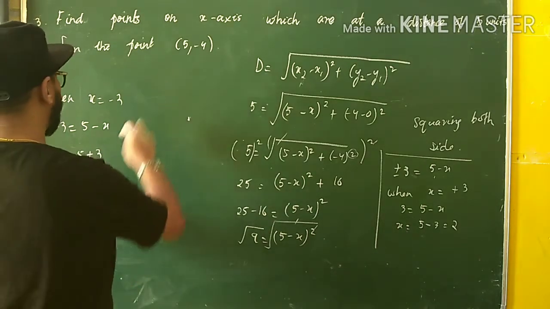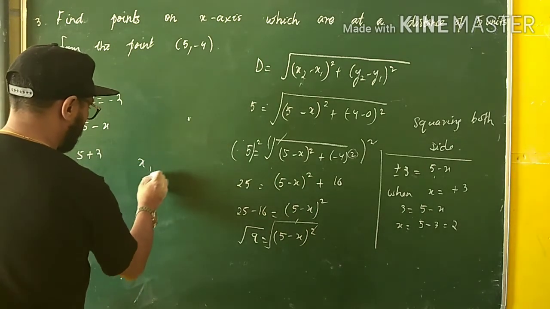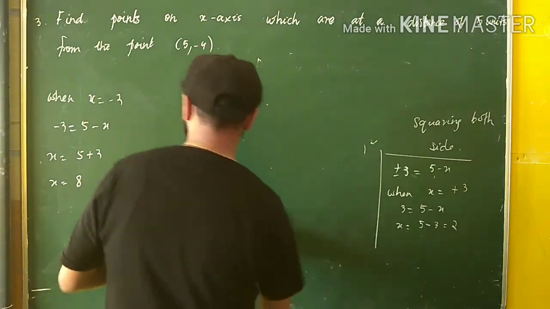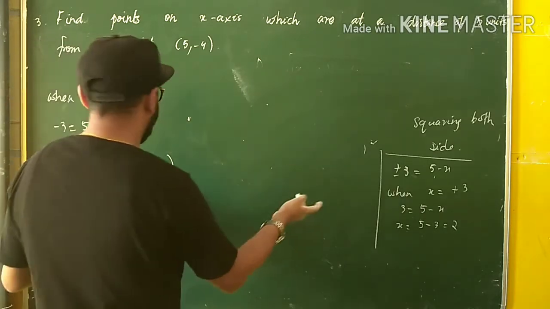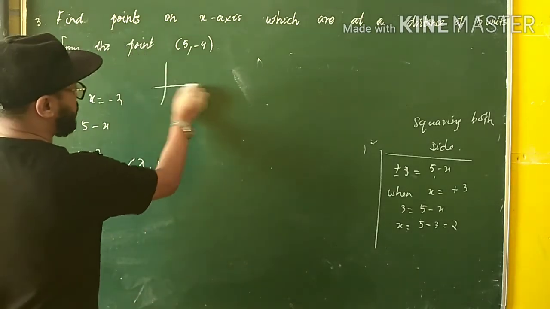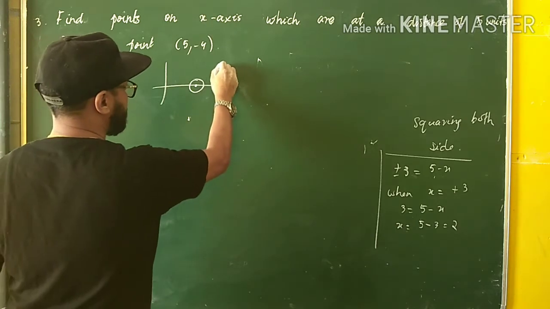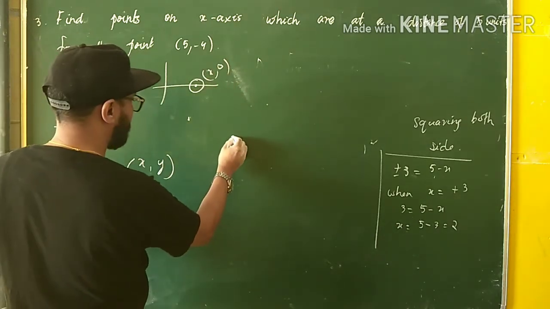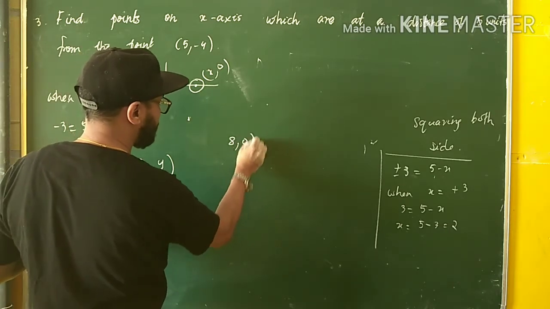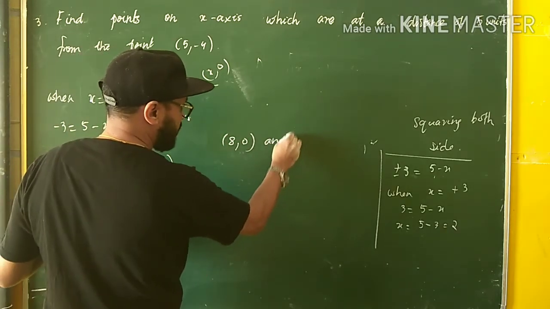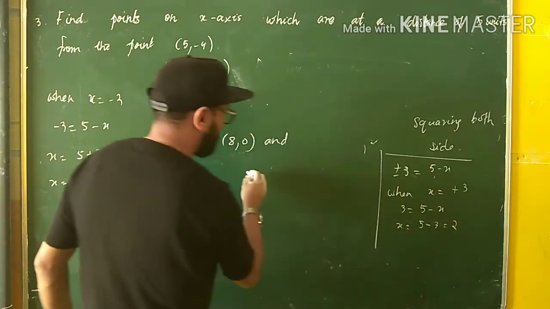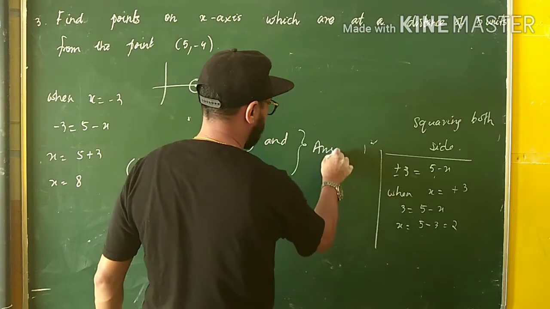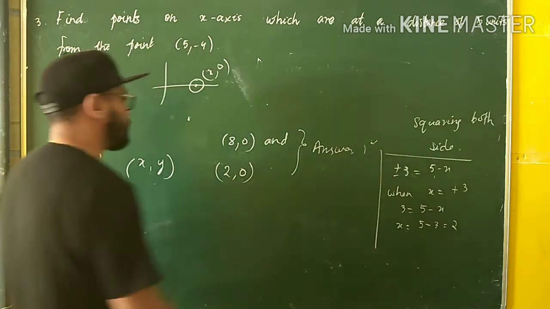So what are the coordinates? So we are finding two coordinates. So we know that the coordinate is x comma y. So let me write this one. So what will be the answer? So we get two coordinates. Now here we know that y is 0 because the coordinate is on the x axis. So the y is 0. So we get two coordinates. One is 8 comma 0 and the second one is 2 comma 0. So both are the answers. So we get two answers here, 8 comma 0 and 2 comma 0.